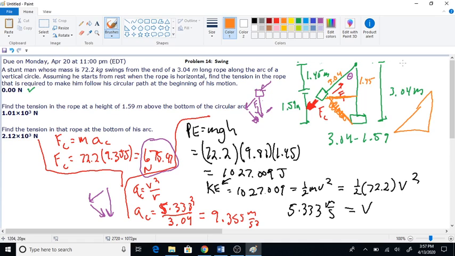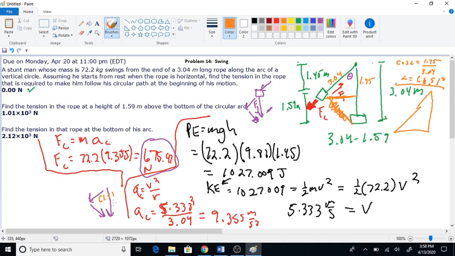So we're going to do the cosine of the angle equals adjacent 1.45 over 3.04. Okay, well, you've got to take the inverse cosine of this. When you take the inverse cosine of this, our angle equals 61.51 degrees. So now, that's this angle right here.